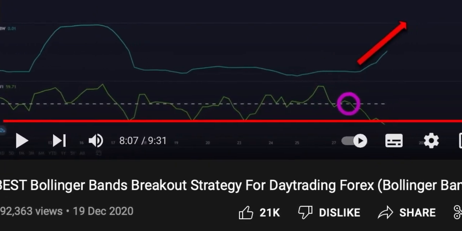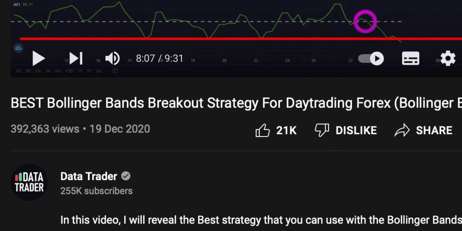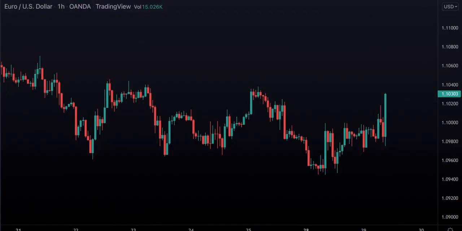Today I'm going to backtest the best Bollinger Bands breakout strategy for trading Forex by Daytrader and see if it's worth our time. Let's get into it. Okay, so we're going to test our strategy 100 times on the Euro USD 1 hour chart, and for our first indicator we're going to use Bollinger Bands.